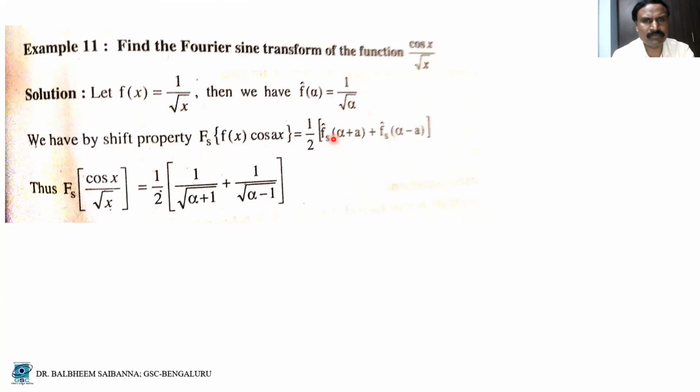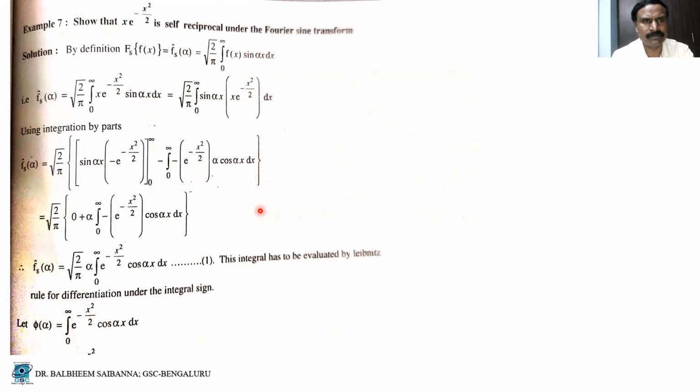This is a property we have. Wherever f of x cos ax is there, Fs is Fs. Then f of x is 1 by root x here, then cos ax is cos x. Then you write in this form: 1 by 2, 1 divided by root of alpha plus 1 plus 1 by root of alpha minus 1. This is a simple example.